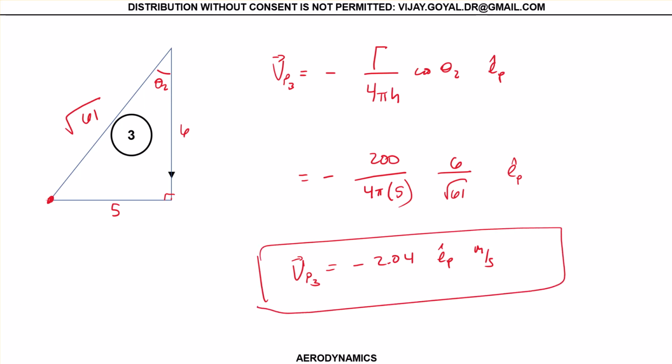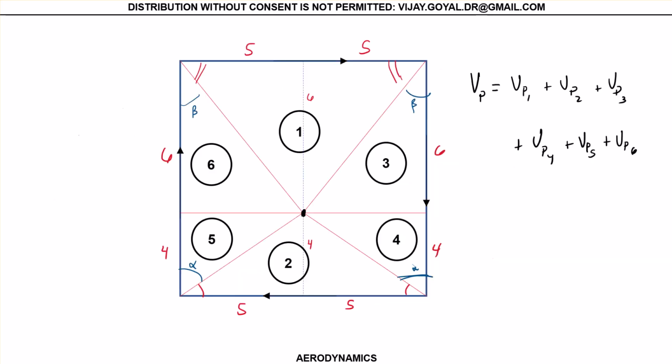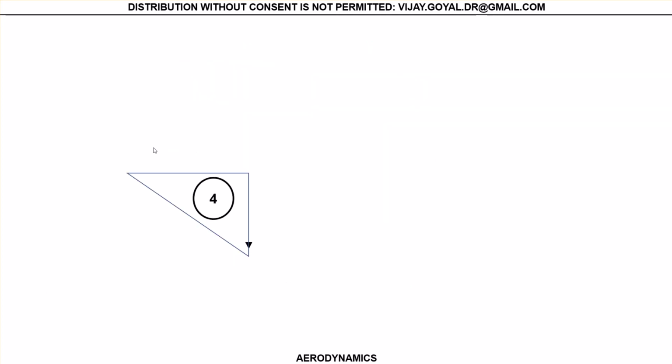Okay? So now let's move on. We got this one. Let's move on to the next triangle. The next triangle I chose was triangle number 4. This triangle right here. This is the location where I want to find everything. 5, 4, and again you can do the math here. This is the angle that we call alpha.